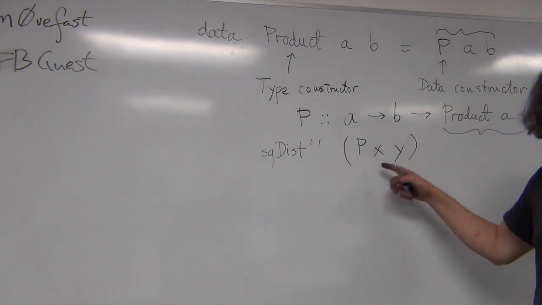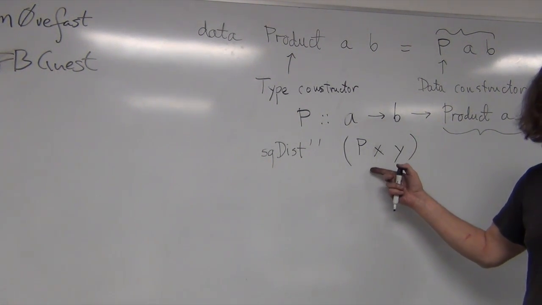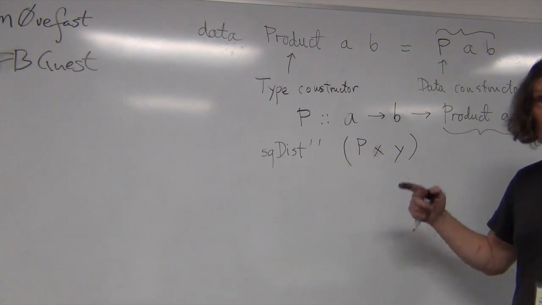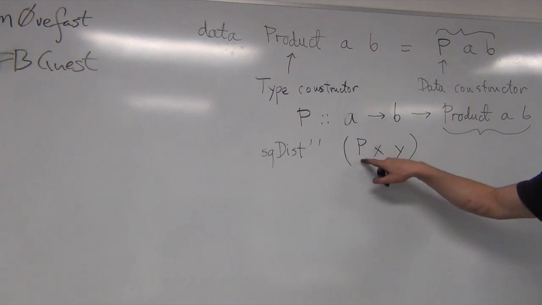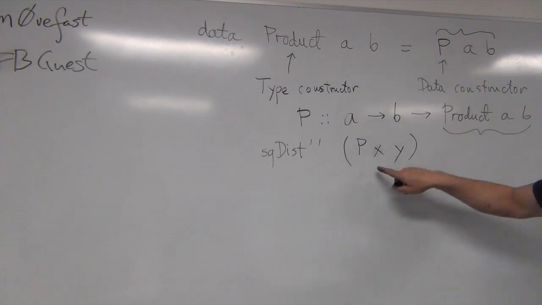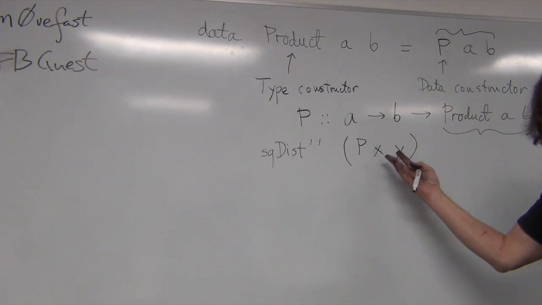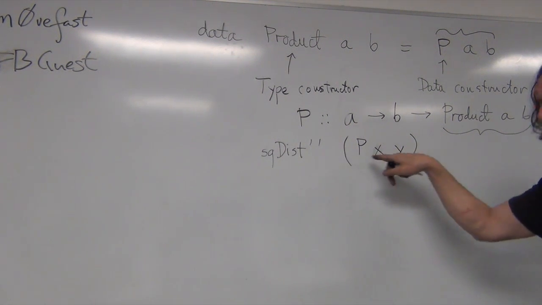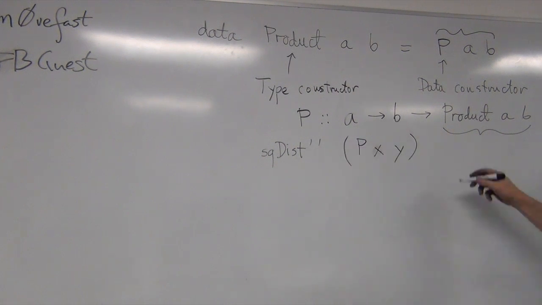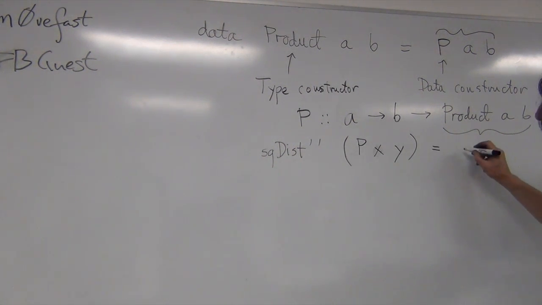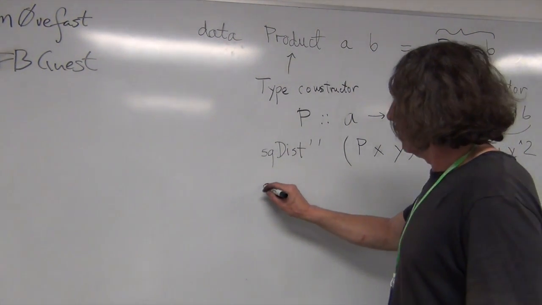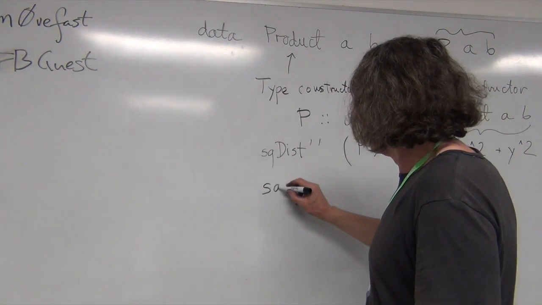then yeah, it always matches this pattern, right? There's just only one pattern for products. Product is always constructed using the P, and you can extract X and Y, and now they have the values that were used in constructing this pair that you are passing to square distance double prime. And then you can say, okay, X squared plus Y squared. Same thing, right?